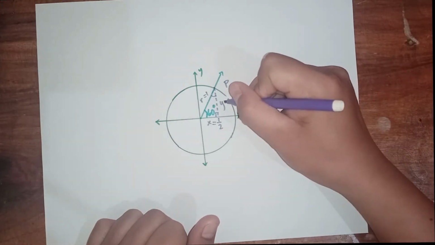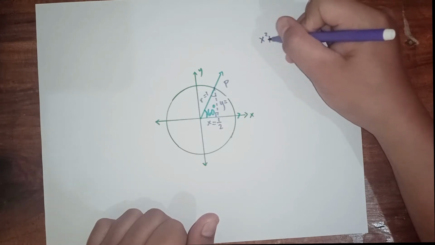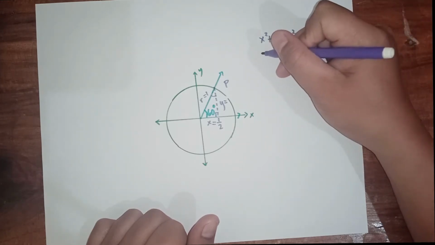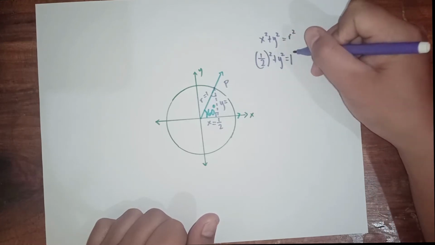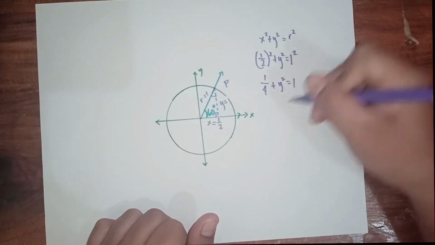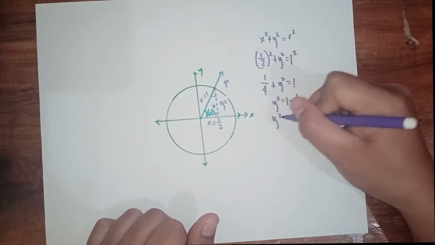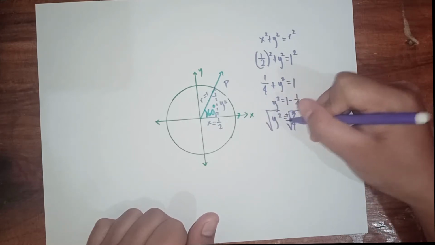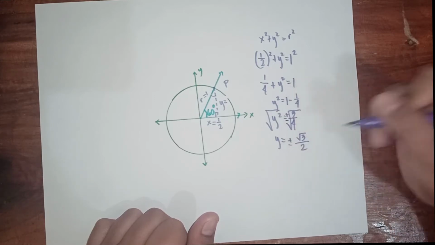So kukunin na natin mga boss is the value of y. Again, by using the Pythagorean theorem, we have x squared plus y squared equals r squared. By substitution, we have 1/2 squared plus y squared equals 1 squared. So this is 1/4 plus y squared equals 1. Then y squared equals 1 minus 1/4, so y squared equals 3/4. Extracting the square root, this is positive negative. So y is equal to positive negative square root of 3 over 2.